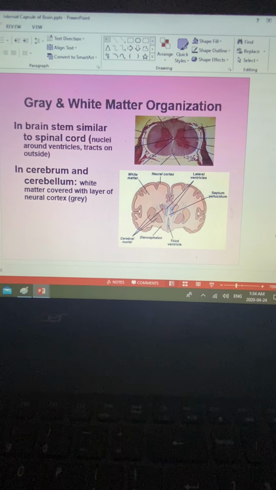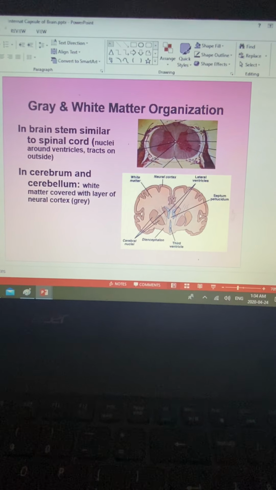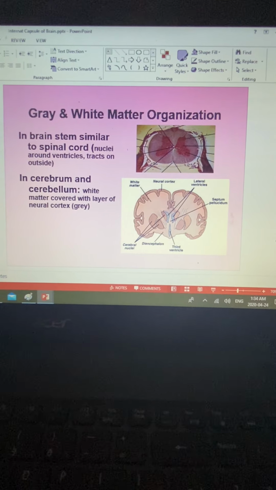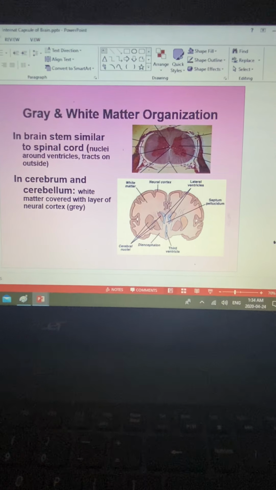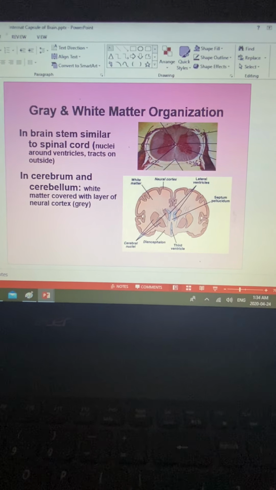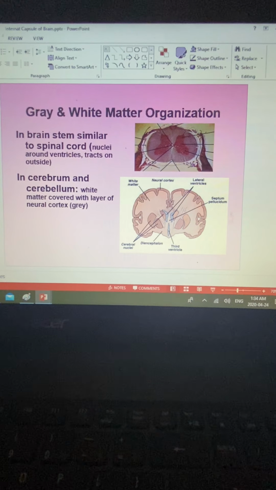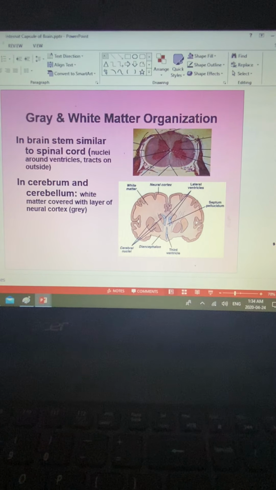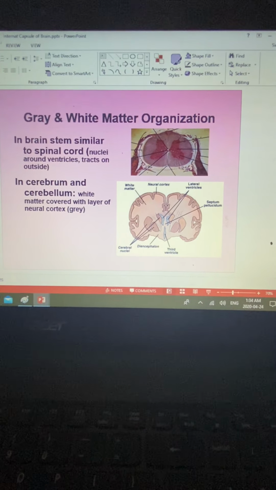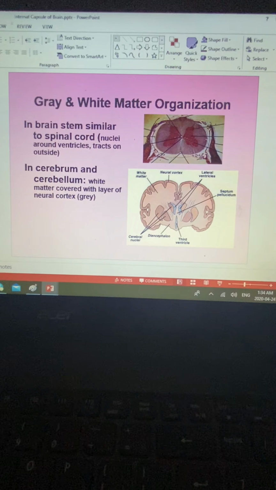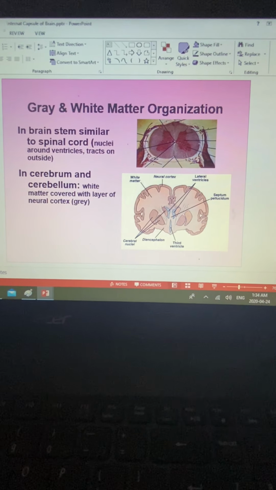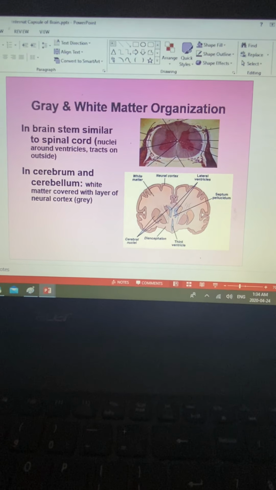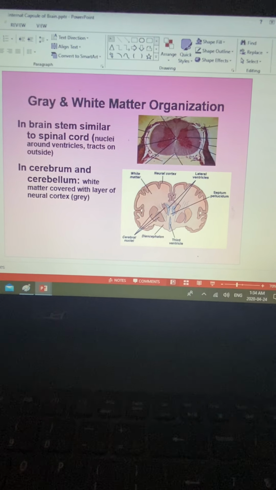While if we look at the cerebrum and the cerebellum, we find white matter covered with a layer of neural cortex, that is, gray matter. These two figures give you a very clear description of the organization of the white matter and the gray matter. So you must be very clear how the gray and white matter are organized in the spinal cord, brainstem, cerebellum, and then the cerebrum.